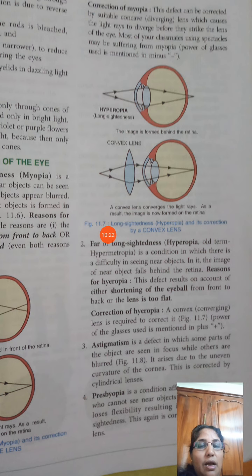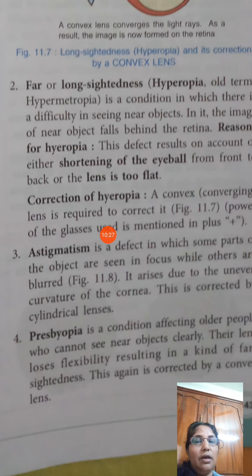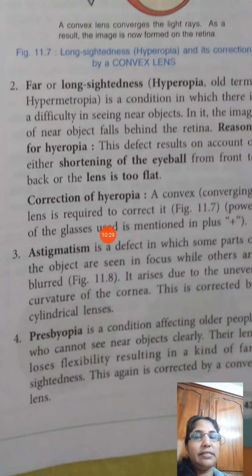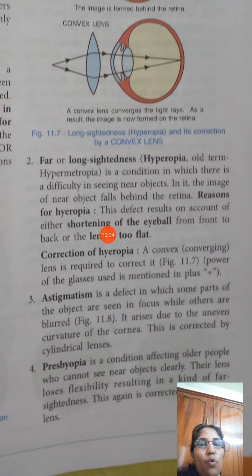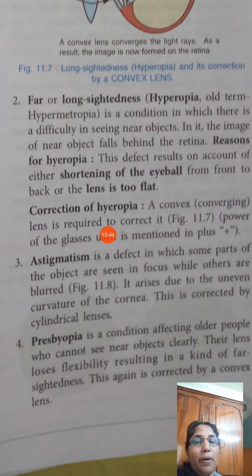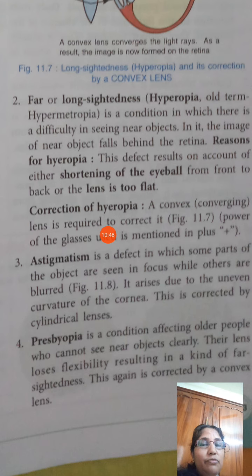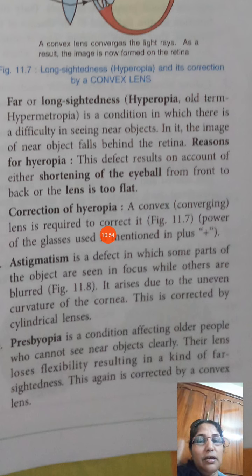Then again, another eye defect is astigmatism. You can see the astigmatism. It is the defect in which parts of the object are seen in focus while the others are blurred. Some parts of the image are seen as blurred.